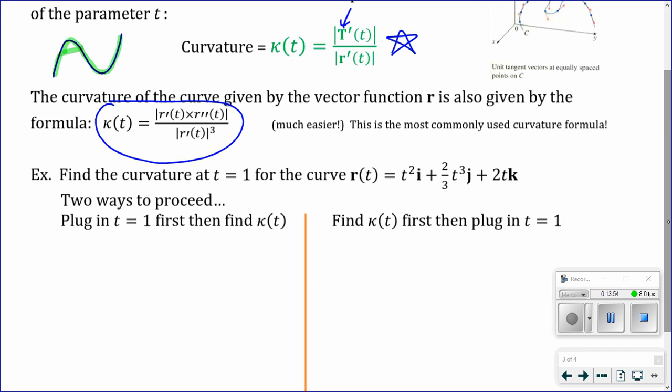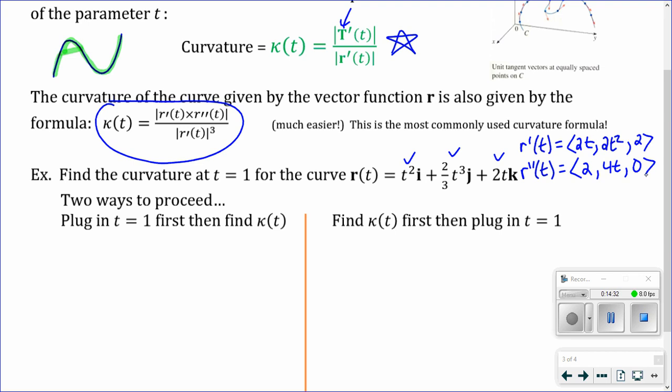So what we do want to do is this. I'm given r of t in this example here. So right away, I want to find r prime of t and r double prime of t because I need them for my formula. It's easier if you just find them at the beginning. So r prime of t: t squared is my first thing, so it's going to be 2t. The derivative of this guy would be 2t squared. And this last guy, the derivative is 2. Then the second derivative would be 2, 4t, and 0 nicely.